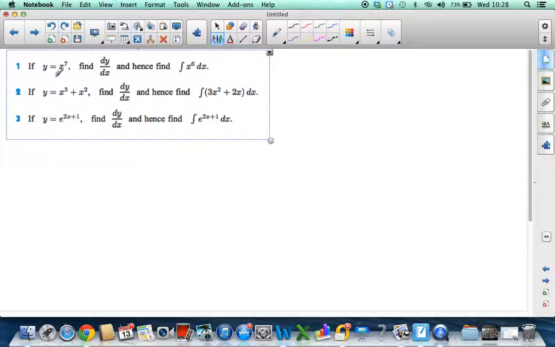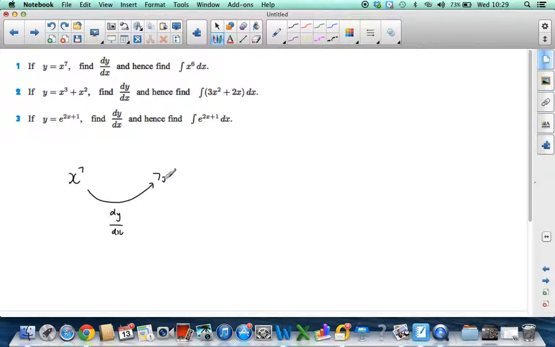So I've got here, if y equals x to the 7, find dy on dx, and hence find the integral of x to the 6 dx, okay? So basically a lot of the times when starting off integration, they're going to get you to integrate this first one and see how it's different to this second one, because we know we can go backwards. So if I've got y equals x to the 7, and I was to find dy on dx, or find the derivative of it, I'm going to get 7x to the 6 here, okay? If I was to integrate that back, that's what I would get up there. So how is 7x to the 6 different to x to the 6?